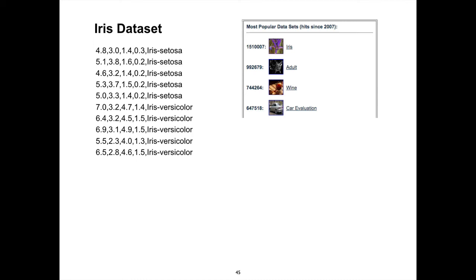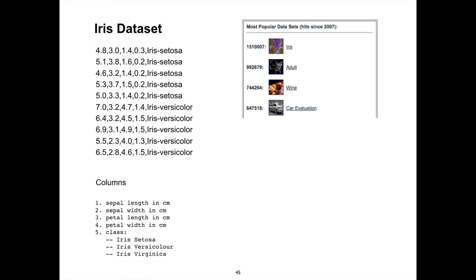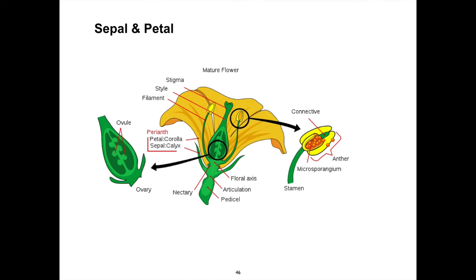and basically the width and the length of petals versus sepals. And what's a sepal? According to Wikipedia, the petal is the flower part, and the sepal is the part below that protects it.